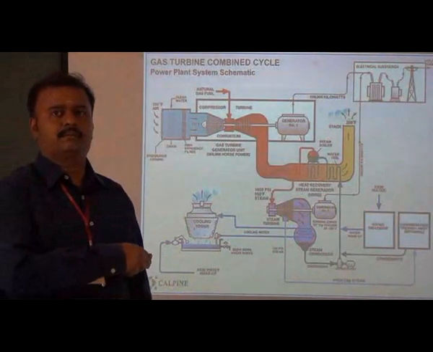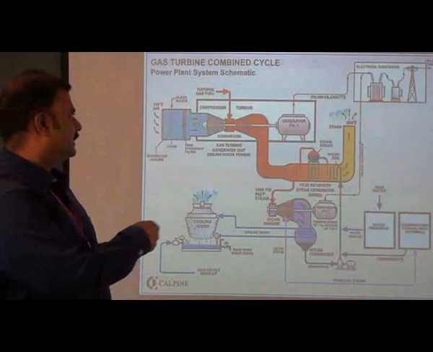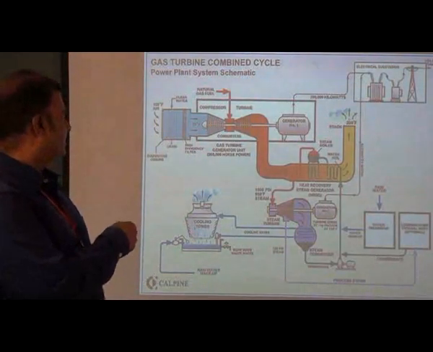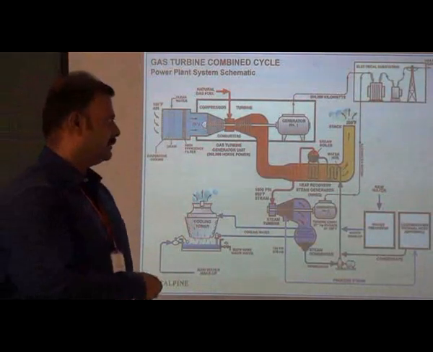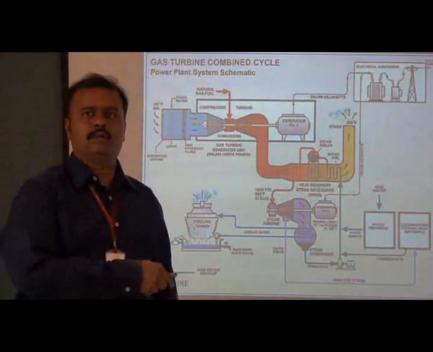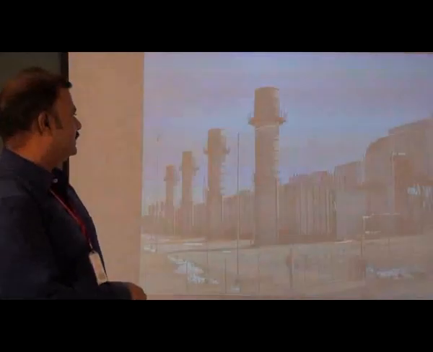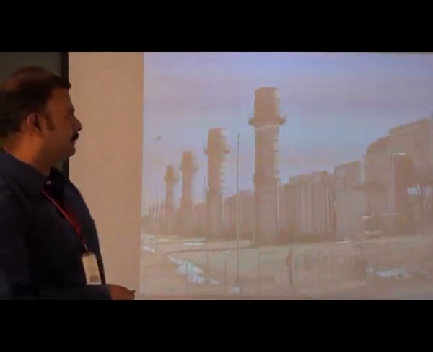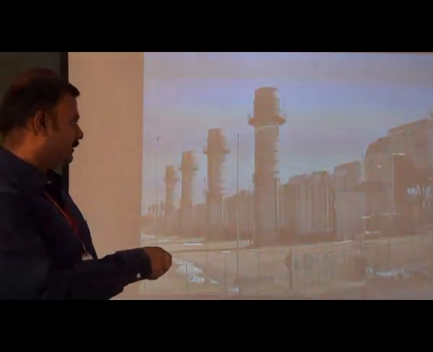There are two power plants available here. One is the topping cycle, which is the gas turbine power plant. The bottoming cycle is the steam turbine power plant. By combining these two power plants, we can produce more energy. So this is a typical gas turbine power plant. This is a multi-stage gas turbine power plant.